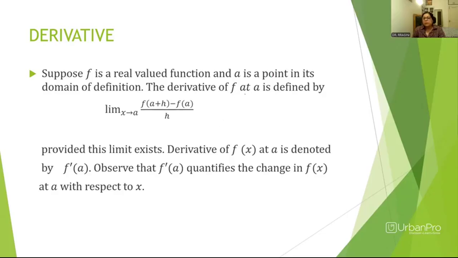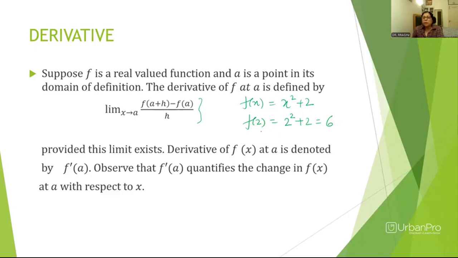The derivative of f at a is defined as the limit as h tends to 0 of f(a + h) minus f(a), upon h, provided this limit exists. Now, what does this formula tell us? Let's say we know the function f(x) is, for example, x square plus 2. Now if we have to find f(2), what we do is 2 to the power 2 plus 2, that is 4 plus 2, 6.